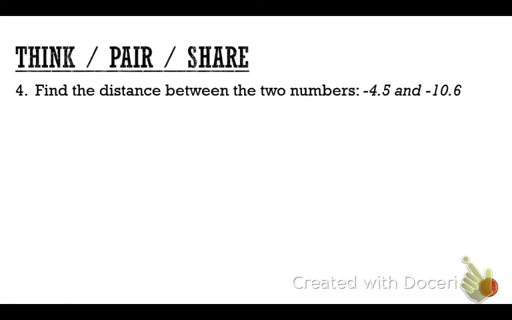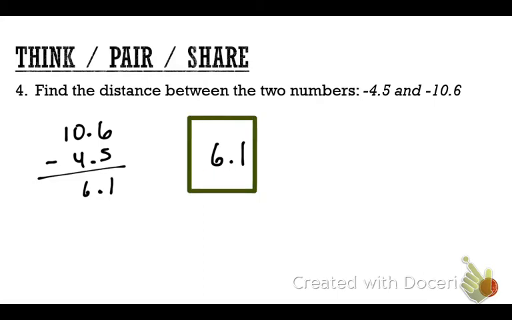All right, was there anyone who was able to figure out the distance between these two numbers? What did you guys get? -6.1. Okay, I heard a negative there. Remember, distance cannot be negative. So we're going to take that 10.6 and subtract 4.5. When you do that, you get 6.1. So the distance is just plain old 6.1.